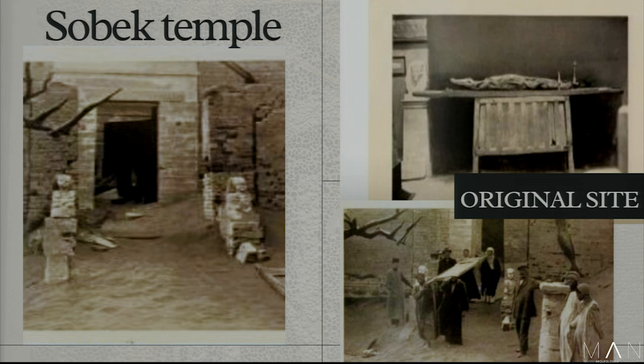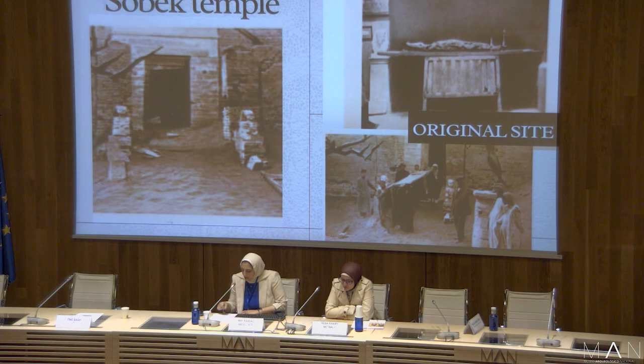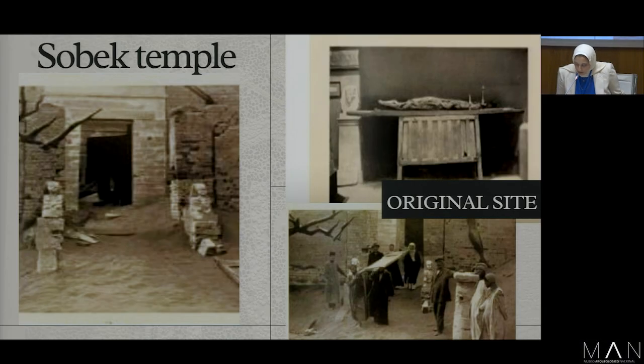I'm going to talk now about the third example, which is the Sobek Temple. This temple was constructed and dedicated by the Alexandrian citizen Agathodorus. He was an officer, according to the inscription. The temple was established on the 4th of October, 137 BC, to worship the crocodile god in the town of Fayoum.